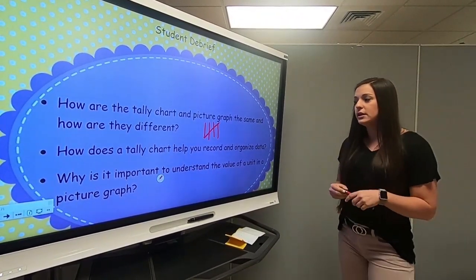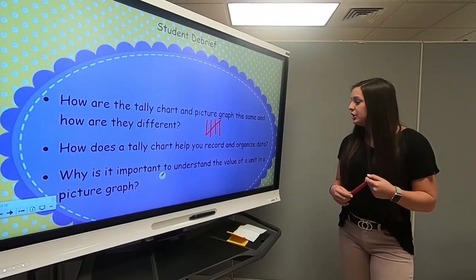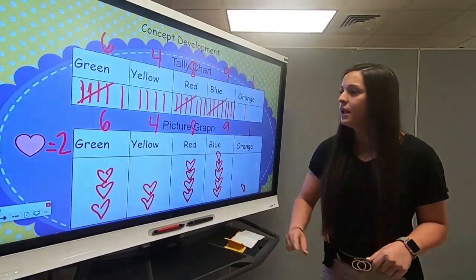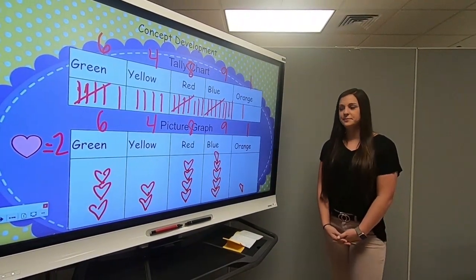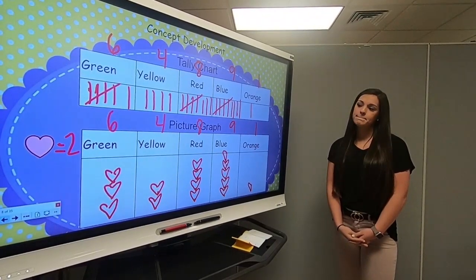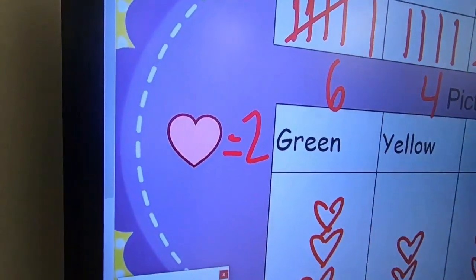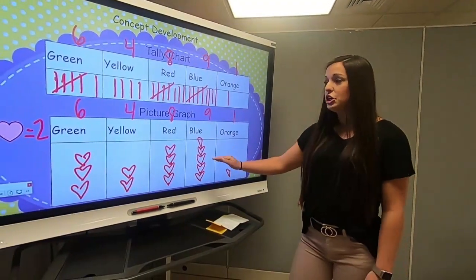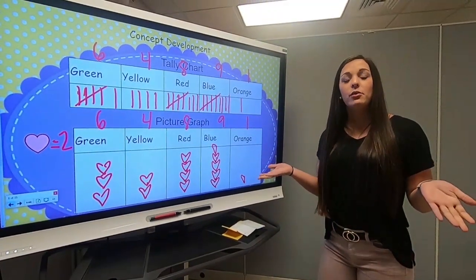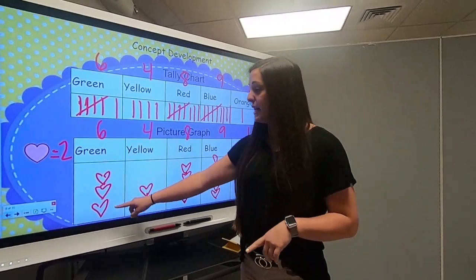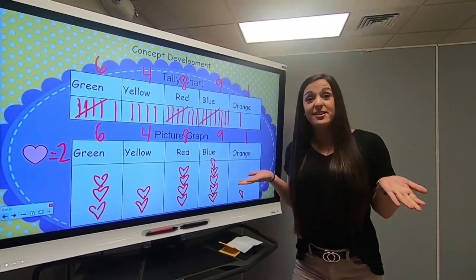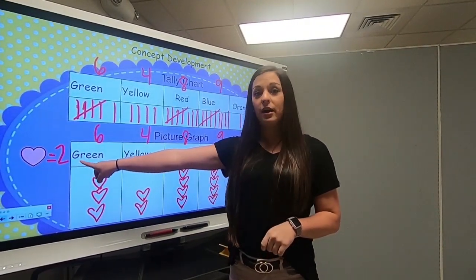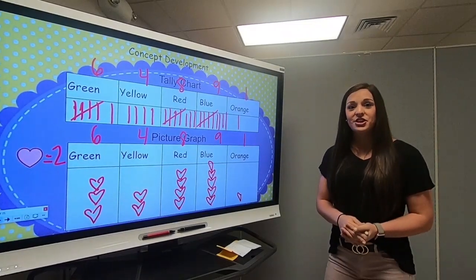Why is it important to understand the value of a unit in a picture graph? So when we're talking about our key, why is that key so important? If we did not know the value of each unit or each picture, then we wouldn't know what we're counting by. In this case, we're counting by 2s, but if we did not have our key, we wouldn't know. We would probably just count by 1s. So it's so important to look at your key whenever you're looking at a picture graph, so you'll know you get the right answer.